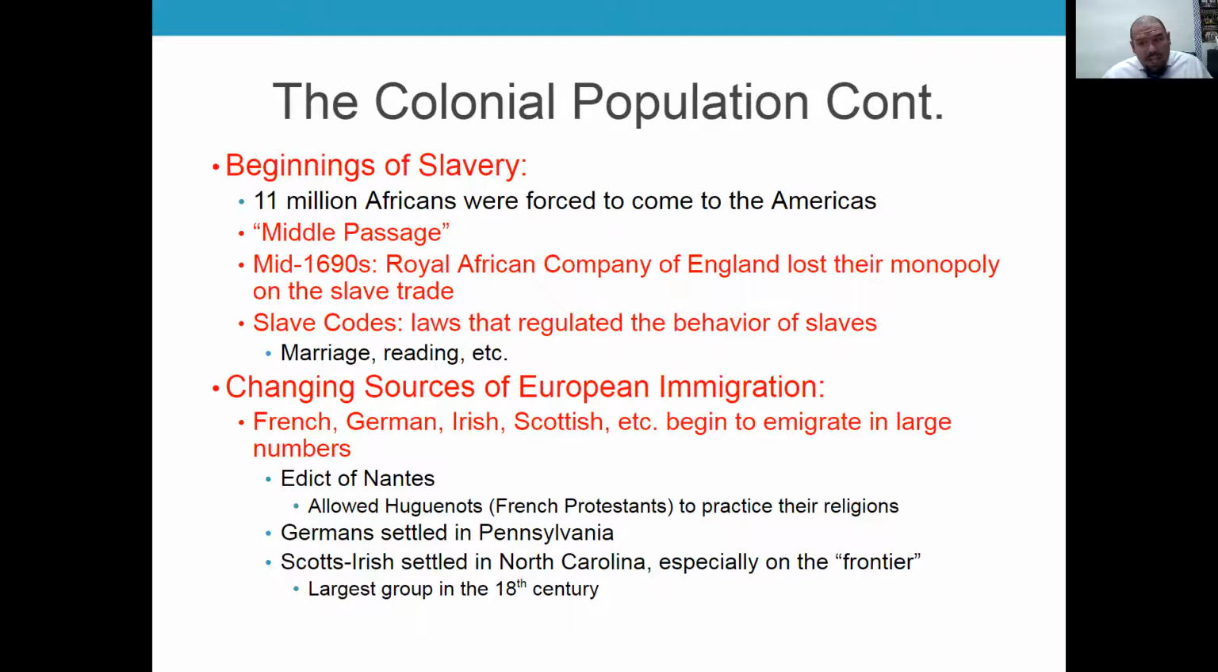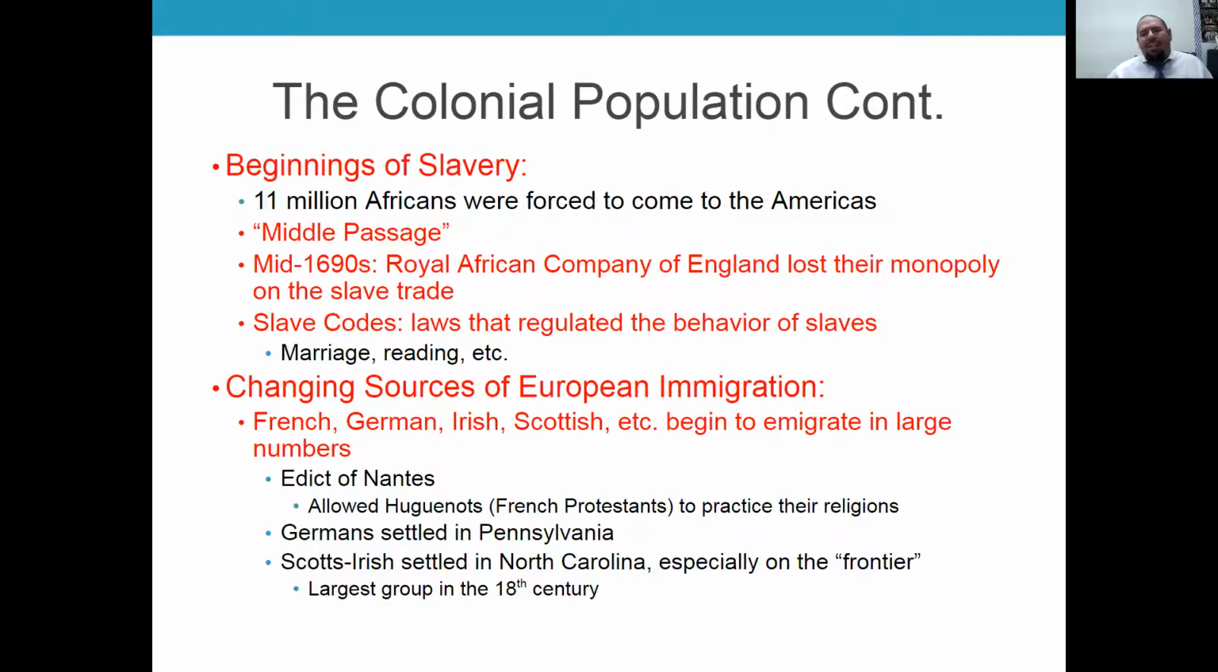That's why they call it the Americas, because it includes Central, South, and the Caribbean. But they came along the Middle Passage. If you remember the triangle trade, Europe, Africa, the Americas, that's the Middle Passage, the middle leg they're coming across. That's what the term Middle Passage comes from.